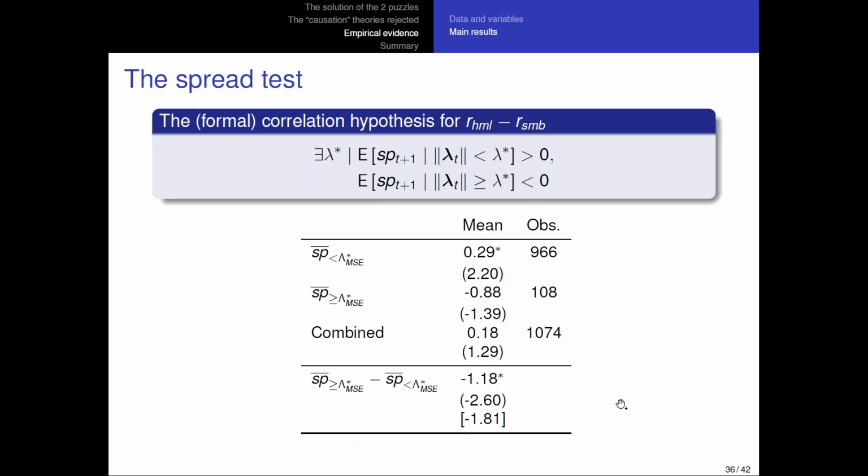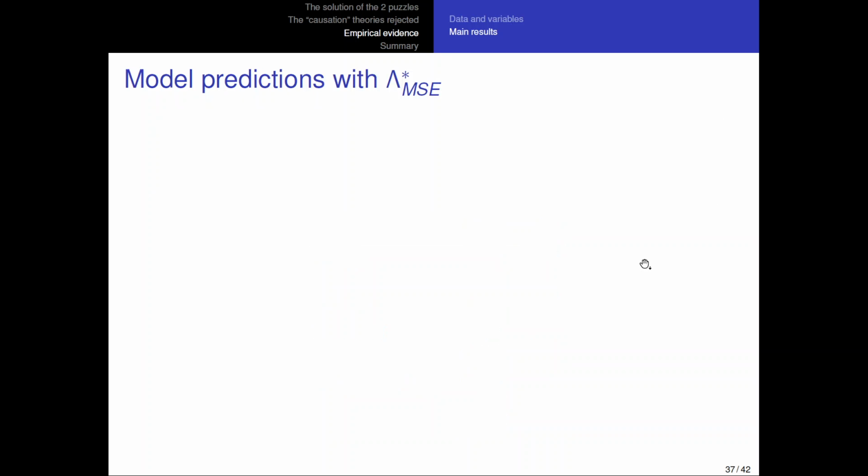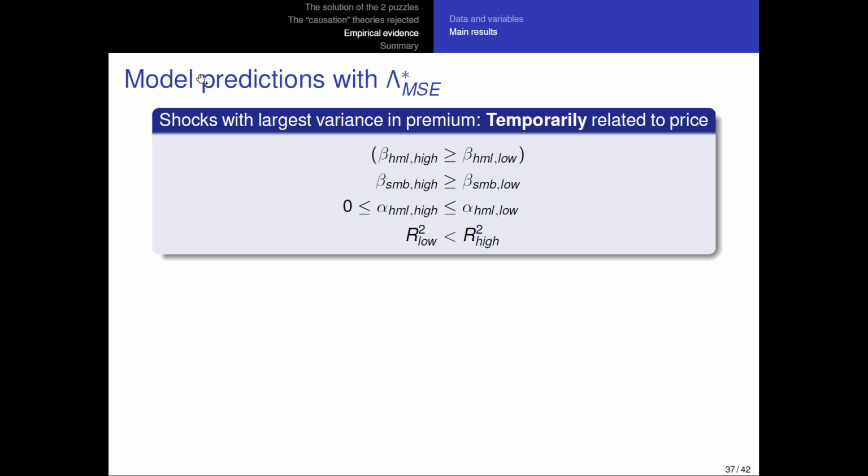Now, adding to this come all the qualitative results, which I actually think are even more convincing. Because if you look at the model predictions, for example, what should happen in spanning regressions, then we already have this, right? So the HML is bigger. That's common for both theories.